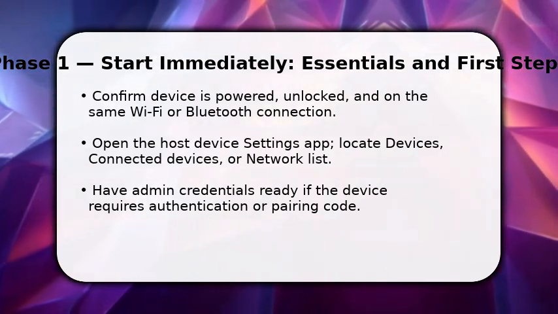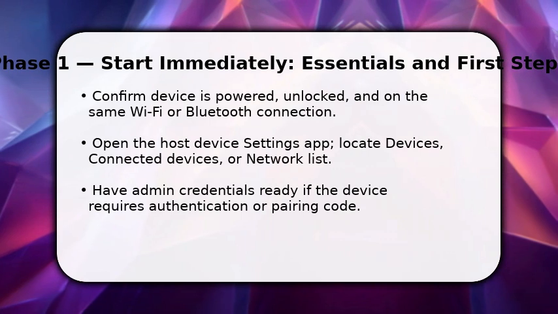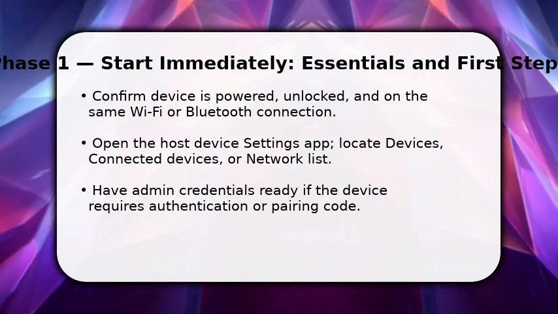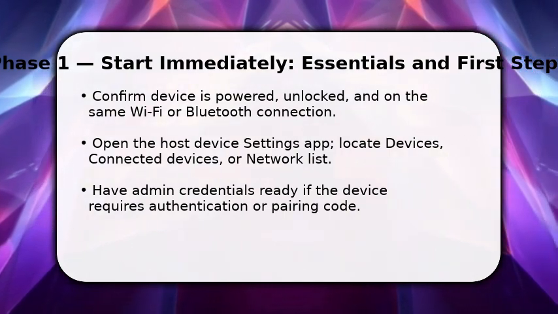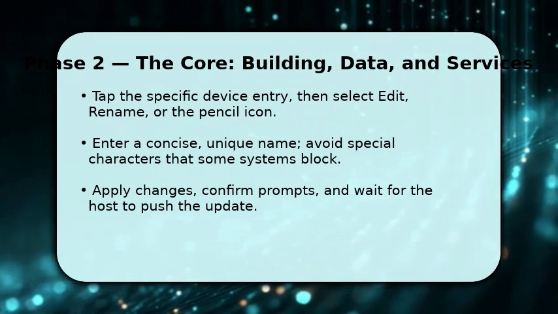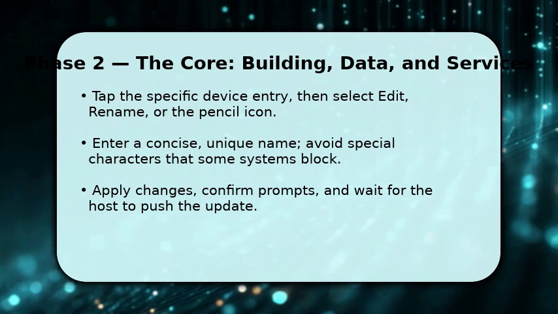You move quickly to the device entry next. Tap its name or the info icon to view editable fields, and remember why you're renaming: clarity across your network. You now tap the target device entry and select Edit, Rename, or the pencil icon. This opens the name field.